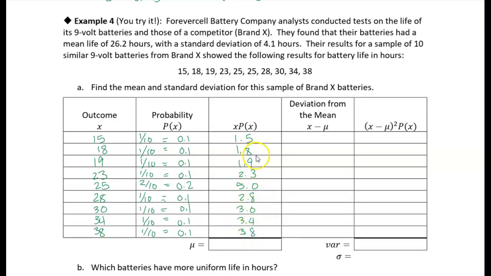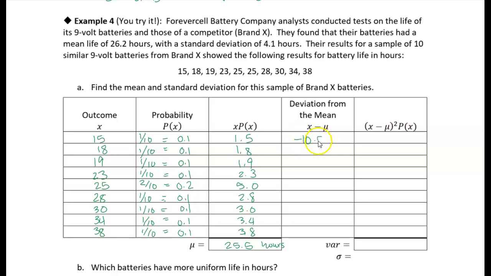All right. And now to get the expected value, or the mean, we're going to add those up. So our mean is 25.5 hours. Okay, so that's the average battery life for brand X. All right, so next thing we need is the deviations from the mean. We're just going to take each one of those outcomes and subtract 25.5 from it.